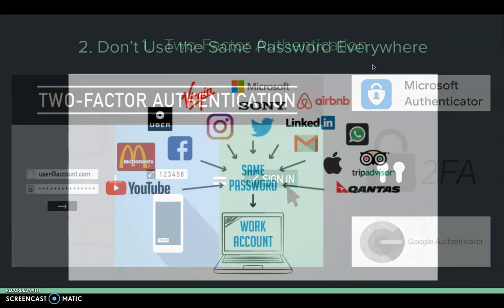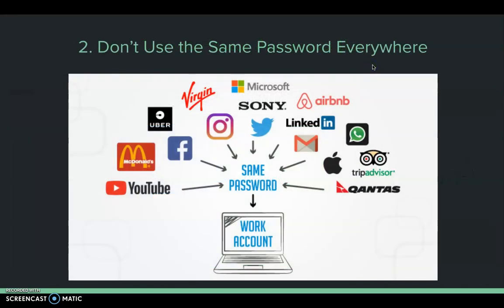The second tip is don't use the same passwords everywhere. I know it's hard to memorize different passwords for every account, but using the same password everywhere is risky and makes the hacker's job way easier. If your account for any service is compromised, all of your accounts are put at risk. Use a unique password for every account. For example, if you use the same password for your social media account and for your banking account, that's a big problem which can get you into some serious trouble.